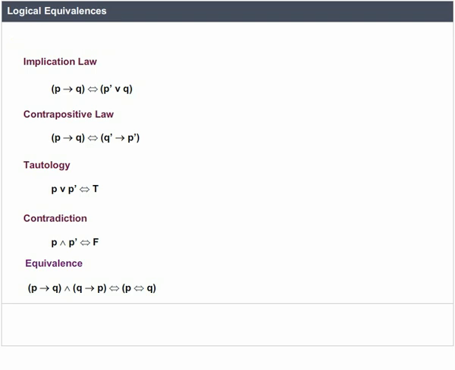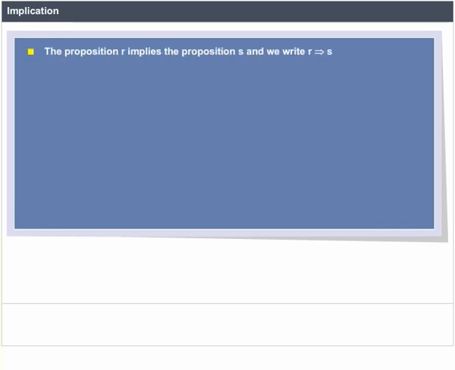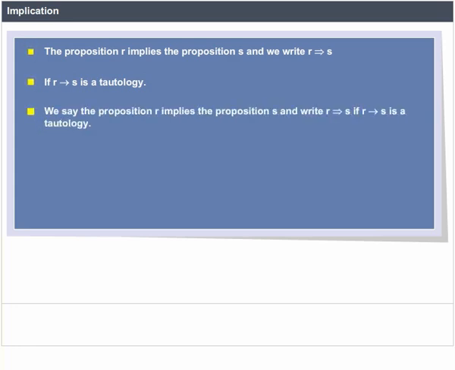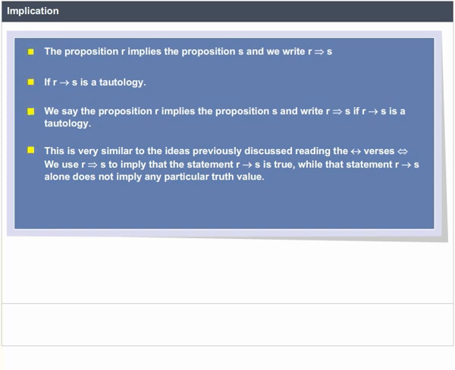Implication. The proposition R implies the proposition S, and we write R ⇒ S, if R implies S is a tautology. This is very similar to the ideas previously discussed regarding if and only if versus ⇔. We use R ⇒ S to imply that the statement R implies S is true, while the statement R implies S alone does not imply any particular truth value. The symbol ⇒ is often used in proofs as a shorthand for implies.